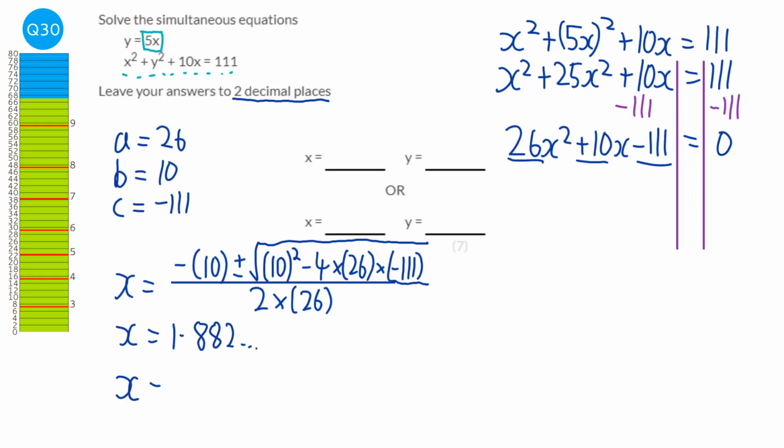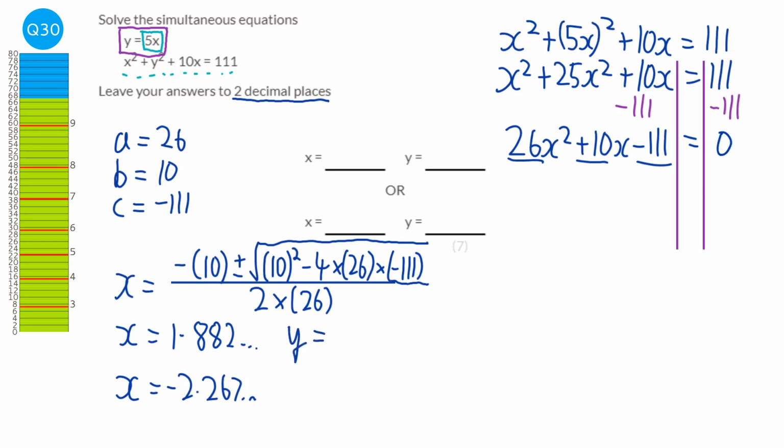And when we do it with a minus there, we get minus 2.267 and so on. But the problem is those are x values, and when we solve we've got to also find out what the y values are. Well, we actually have a really nice way of finding the y value, because the first equation says that y equals 5 lots of x.